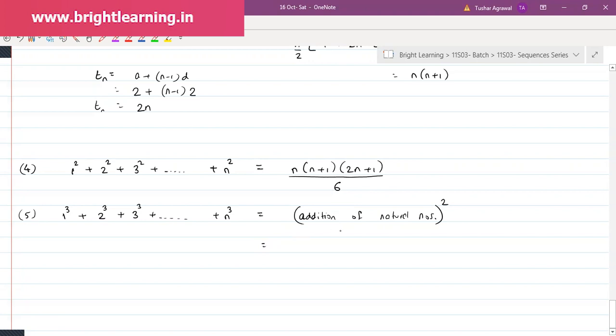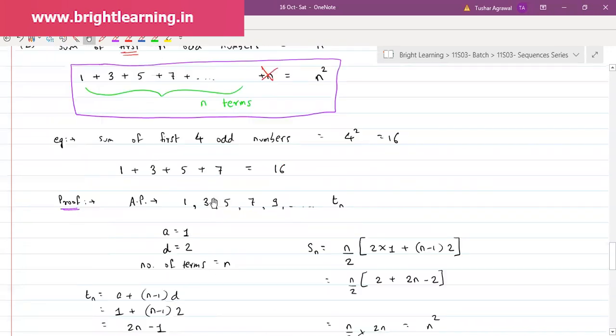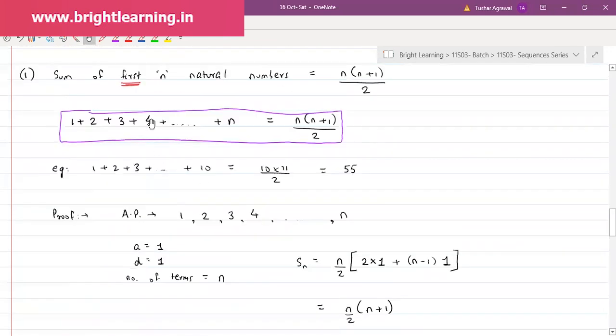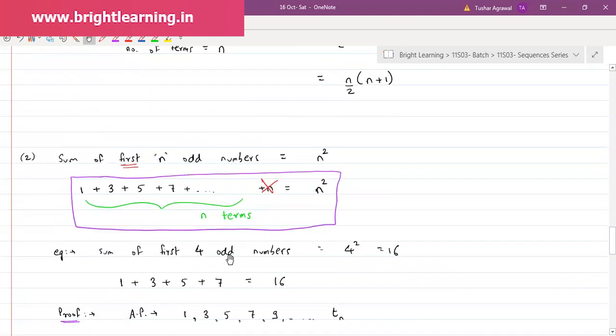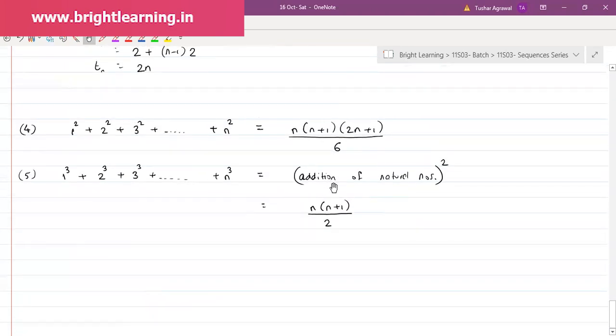Is that the value, sir? Addition of natural numbers, what is the formula? 1 plus 2 plus 3 plus 4 plus 5 up to n. So the formula is n multiplied by n plus 1 upon 2. Yes or no? Yes, sir. This was the formula that we had, addition of first n natural numbers, the first formula that we saw today. So the addition of first n natural numbers, its complete square. Okay, are properties 4 and 5 clear?